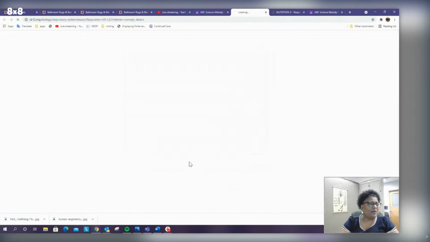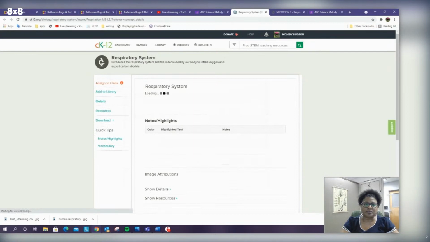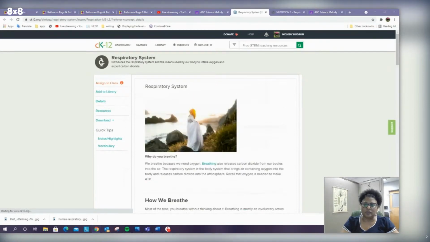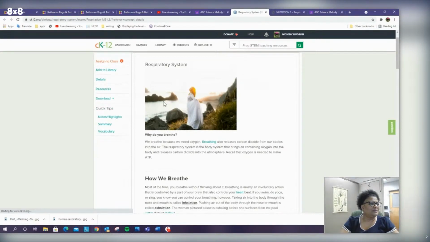So let's go on now and look at our CK12 lesson. What we're talking about is the respiratory system. How do you breathe? Why do we breathe, rather? We breathe because we need oxygen, and that breathing also releases carbon dioxide from our bodies into the air. The respiratory system is the body system that brings air containing oxygen into the body and releases carbon dioxide into the atmosphere. And recall that oxygen is needed to make ATP.